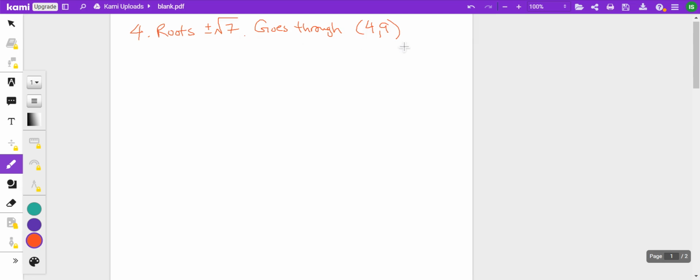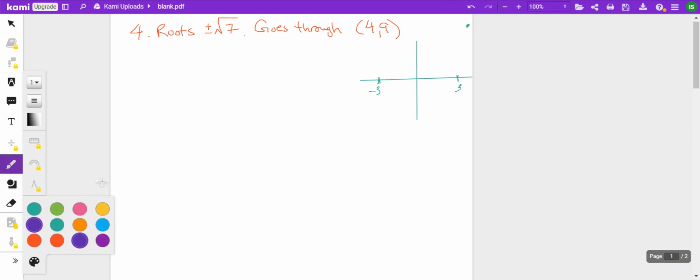Two roots and one point through which the parabola goes. All right, so I actually like to map out the parabola to get a sense. Now, square root of 7, I don't know, but I know that square root of 9 is 3. So that means this will be less than 3. So let's put a positive 3 here, negative 3. Now, I also know that the parabola goes through the point 4, comma 9. So 4, 9 is going to be here.